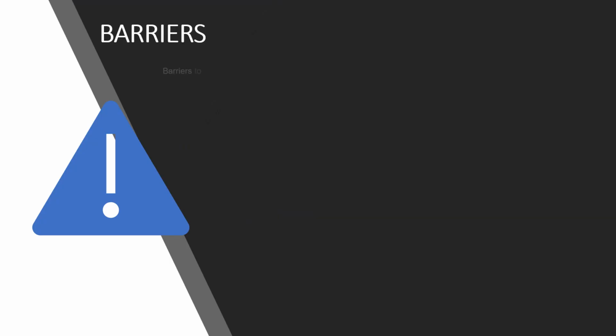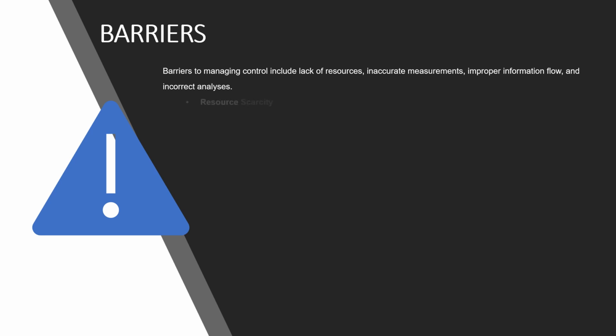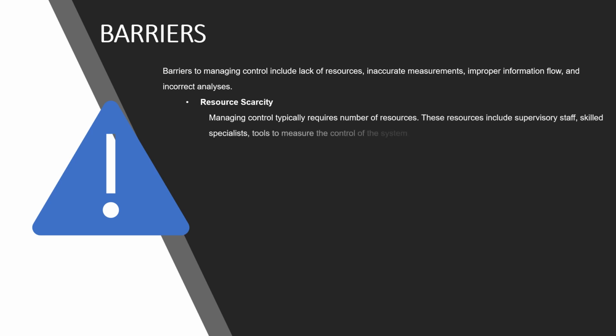Now let us talk about barriers. Barriers to managing control include lack of resources, inaccurate measurements, improper information flow, and incorrect analysis. Resource scarcity: managing control typically requires a number of resources. These resources include supervisory staff, skilled specialists, tools to measure the control system, and often complex statistical software and other tracking technologies.